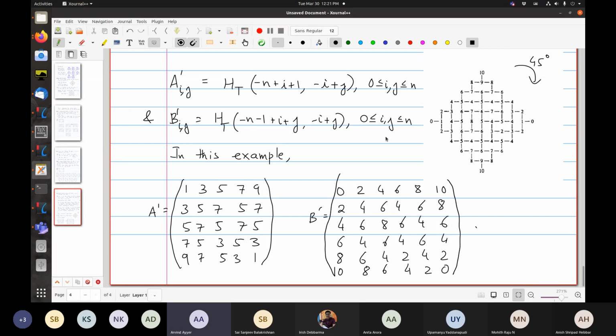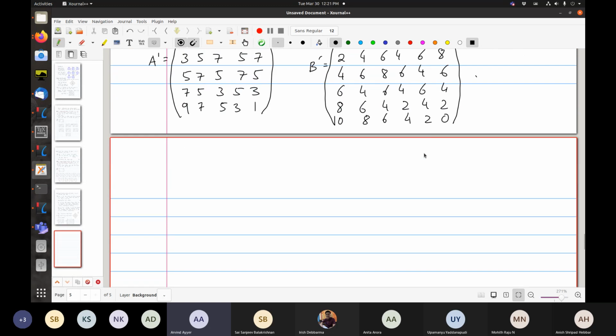Any questions about this construction? Okay. Notice, let me write that here. Notice that the boundary entries, let's say the first and last columns, A prime and B prime, are forced.